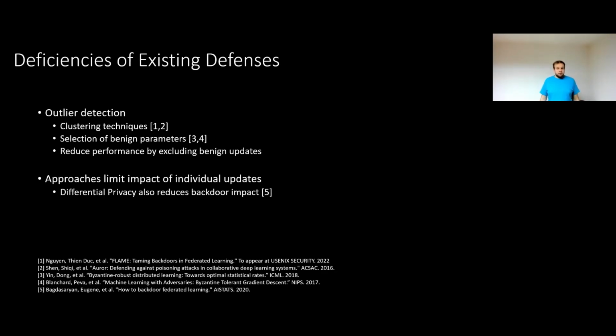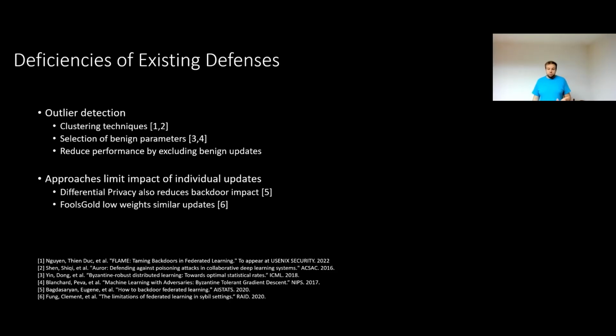For the other categories, some examples are differential privacy, which has been shown to also reduce backdoor impact by adding noise to the models and also restricting the distance between the local models and the original global models that we started from. Another example, FoolsGold, assumes that the data of different benign clients differ significantly, and the data of poisoned models are very similar to each other. Therefore, it low rates similar models. The problem of this approach is that it can be circumvented.